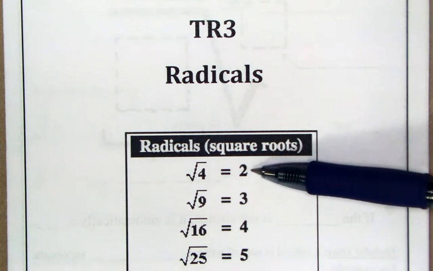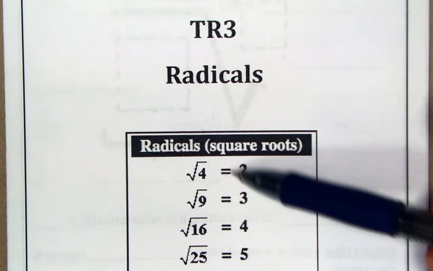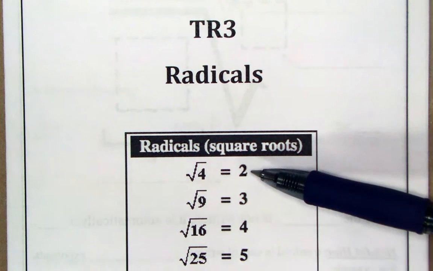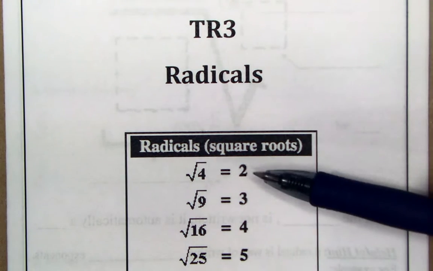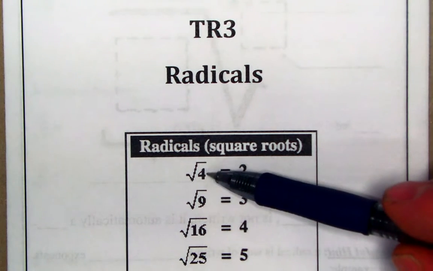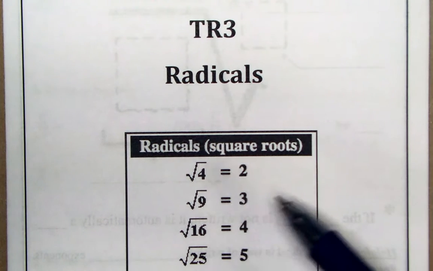2 is a square root, and it's equal to root 4. So that's a square root. This is a square root. What makes 2 a square root? Well, a square root is a number that when multiplied by itself gives you the number under the radical. So 2 is the square root of 4.